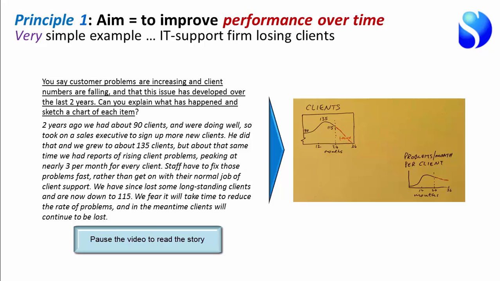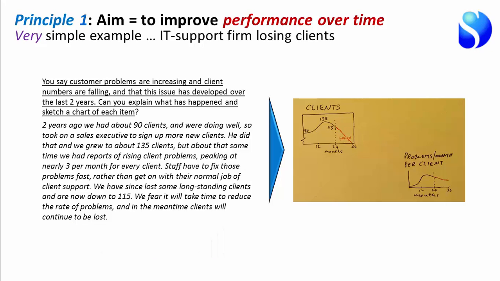So, owner says, I've got a problem, can you help? Okay, so tell me about your problem. Can you draw it on a time chart, please? And he says, yes, I've got this problem that my clients have been reporting problems over the last 24 months. We used to be doing a good job down there on the bottom right. And my client numbers were 90. We were doing well, so we thought we'd grow the business. We got up to 135, but then we've been losing clients and things have been getting not good.